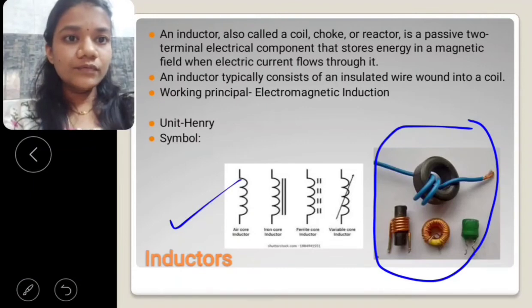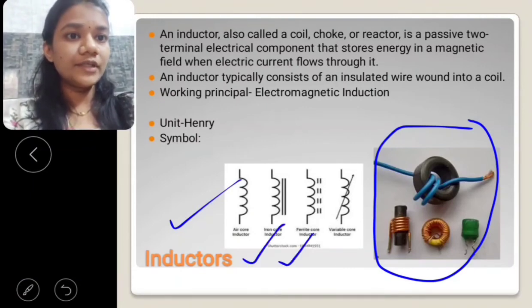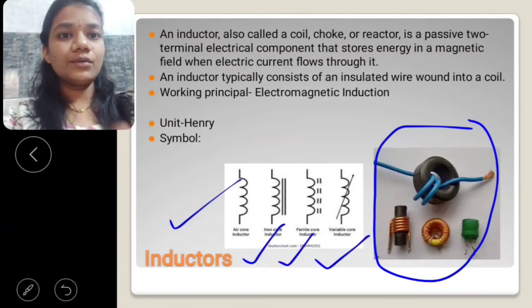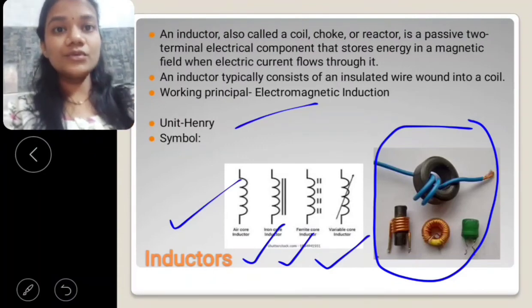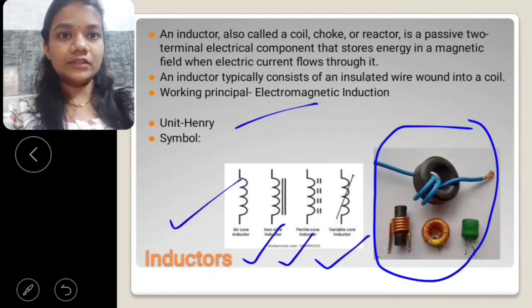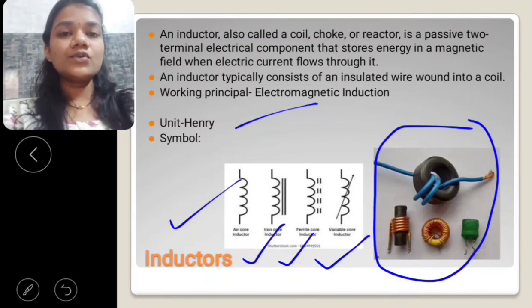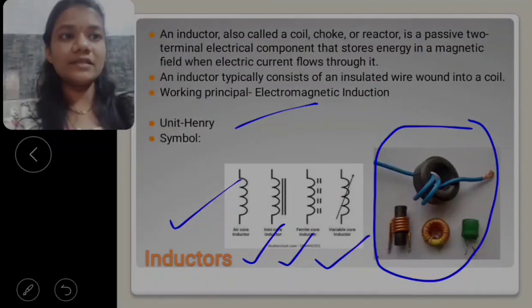Then this is the symbol for an iron core inductor, this is a ferrite core inductor, and for a variable inductor we use an arrow on it. Now the unit of inductance is Henry. The resistance unit is ohm. For a capacitor we use farads, and for an inductor we use Henry. So this is all about the passive components that are present in the circuit.